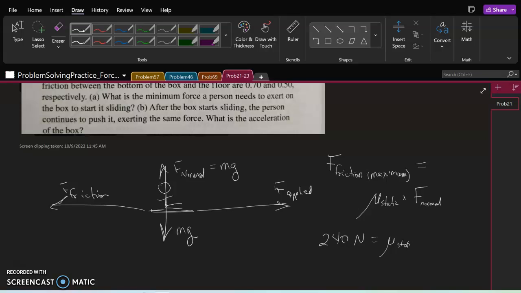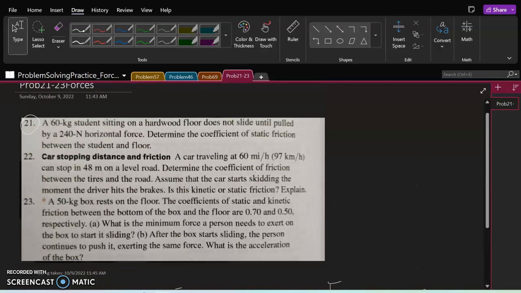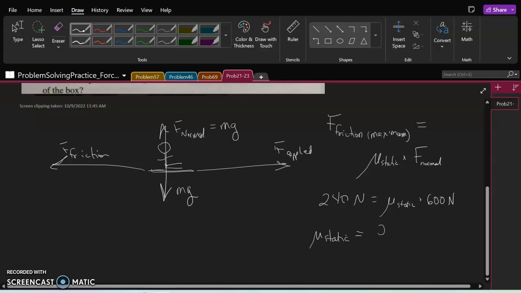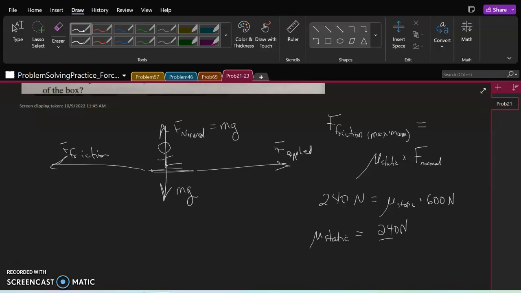So the neat thing is we can figure out the force of static friction, the coefficient of static friction very easily this way, because the student has a mass of 60 kilos. So that means the student's normal weight is about 600 newtons. And I can actually calculate now that the coefficient of static friction is going to be 240 newtons divided by 600 newtons. It's as simple as that, and we get whatever that is.